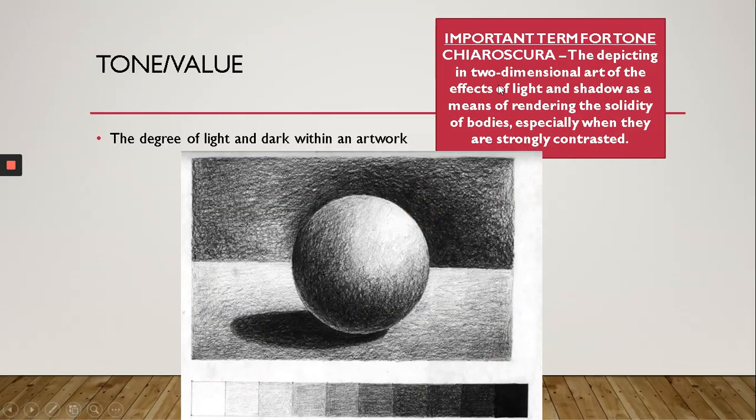Okay, the next thing is tone or value. Okay, so I think value is more the American kind of way of saying things, but it is acceptable to talk about the value. We normally talk about tone or even shading. So shading, we're looking at the darks and lights.